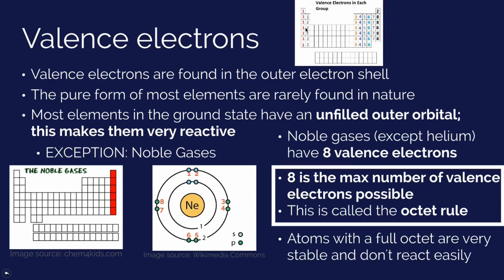All right. And so atoms that have 8 electrons have a full octet, and in terms of energy, they're very stable, and it takes a lot before they will react. We have to manipulate them in a lot of ways to get them to form compounds.